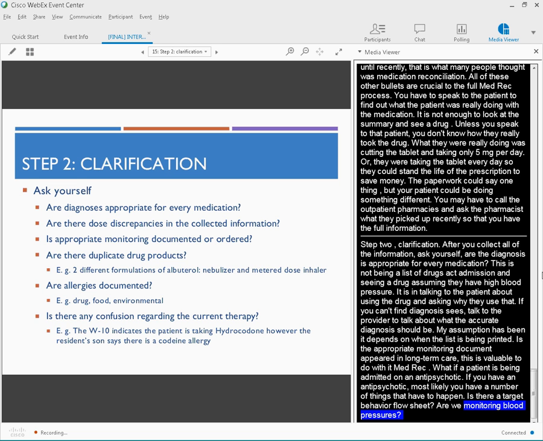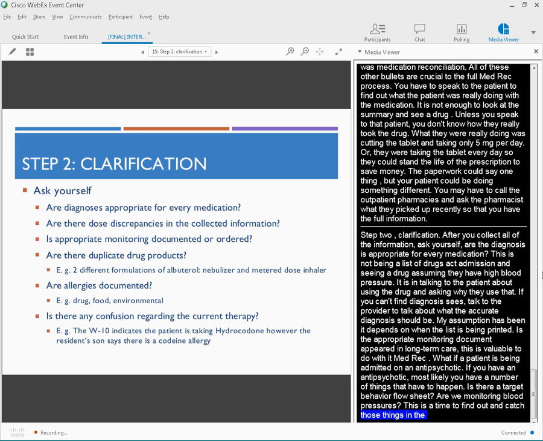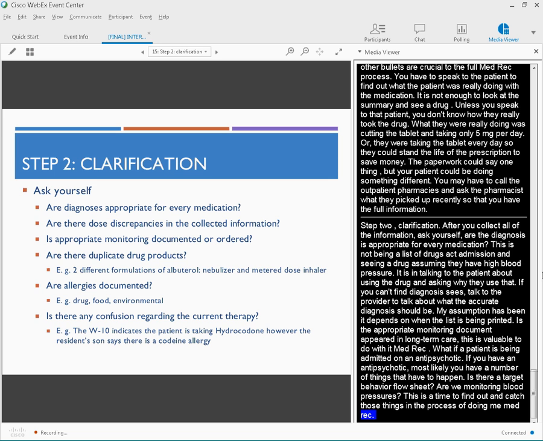Are there duplicate drug products? It could be reasonable to have 2 different albuterols in play, but it may be an error. So following up on that, do we have a complete allergy list documented?